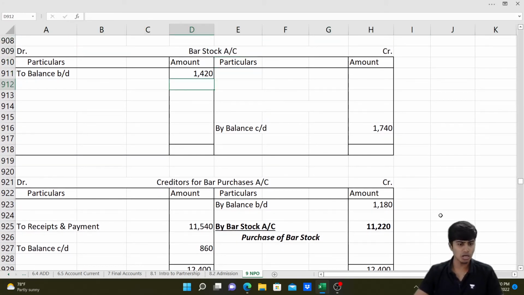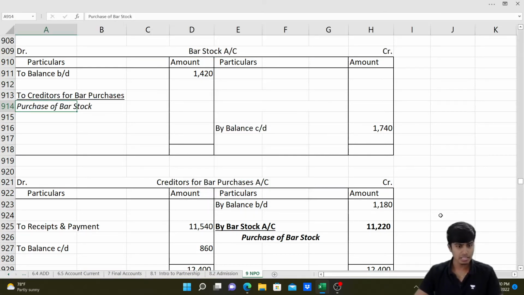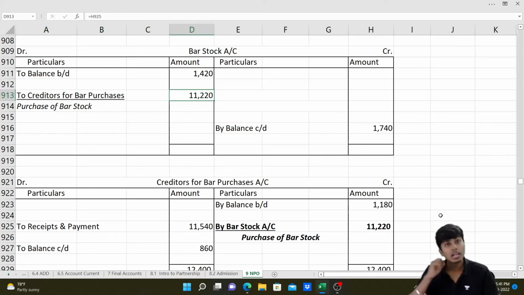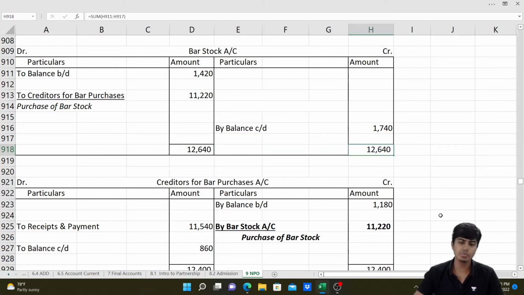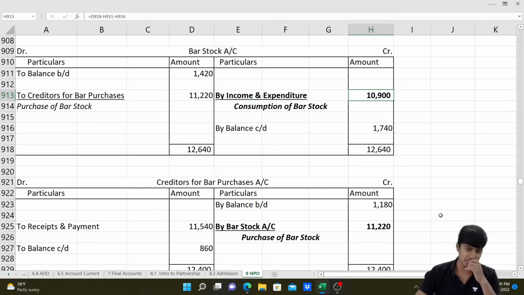So come to my bar stock account. On the debit, I will write to creditors for bar purchases, that is purchase of bar stock, 11,220 rupees. Got it? Then what do we have after that? Now we can close our bar stock account. How? 1,420 was there at the beginning, 11,220 was purchased, total will come to 12,640. And if I write the same 12,640 on the credit, after deducting 1,740, what I get by income and expenditure account, that is consumption, is 10,900.